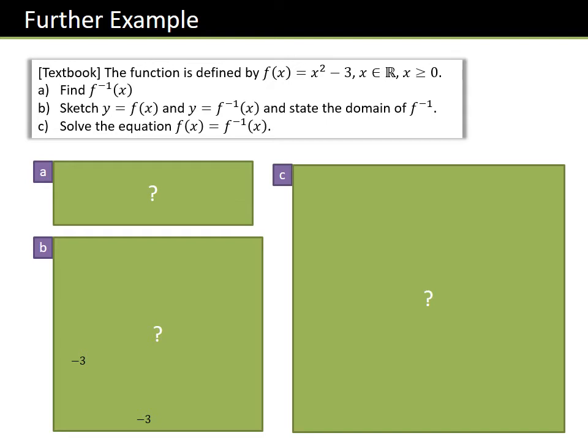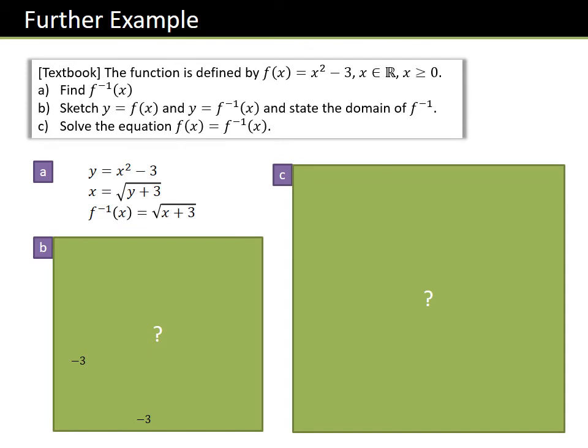So to find an inverse, remember what we do. We set y equal to our function, x squared minus 3. We then rearrange to find x, and then we sort out the notation, which means we turn the y's into x's, and where there's an x we put function notation. So y is x squared minus 3. So x is the square root of y plus 3. And then we've got our function notation, the square root of x plus 3.